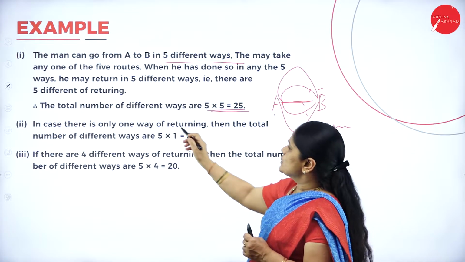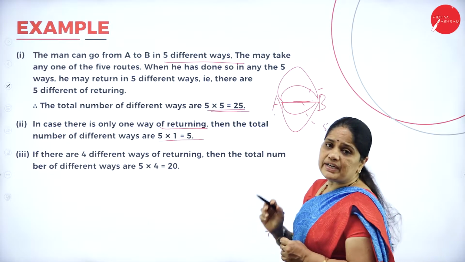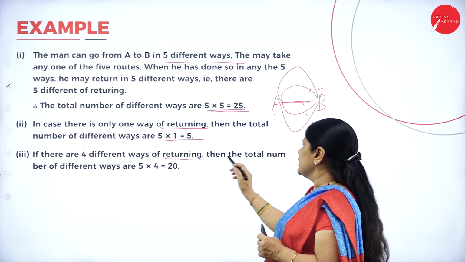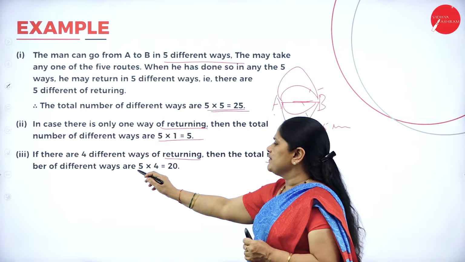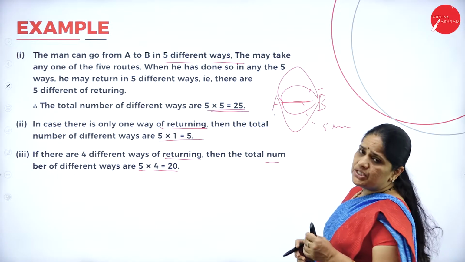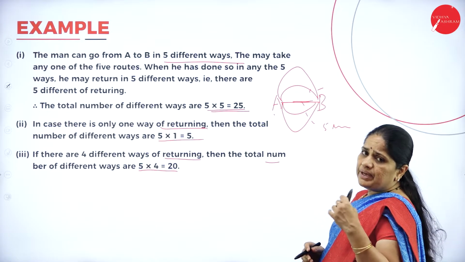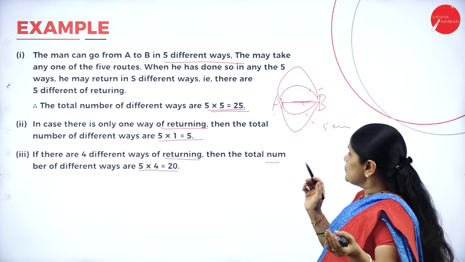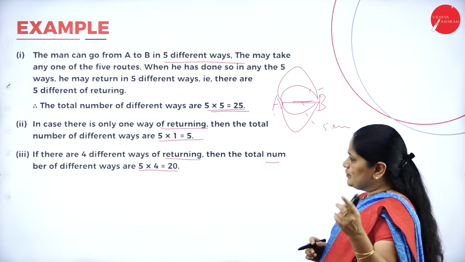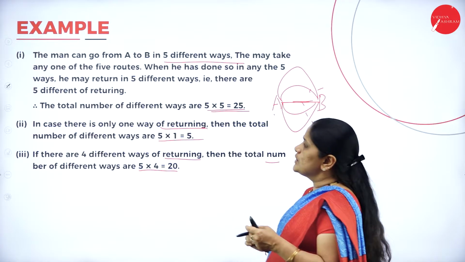Then in case there is only one way of returning, the total number of ways will be 5 into 1, that is 5. If there are 4 different ways of returning, then the total number of different ways will be 5 into 4, that is equal to 20. So we should understand that if there are 5 ways to go and 5 ways to come, it will be a combination of 5 into 5, that is 25. And if there are 5 ways to go and only one way to come, 5 into 1 equals 5. Then if there are 4 different ways, 5 into 4 equals 20.